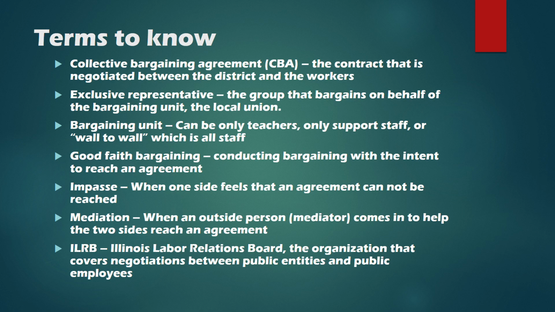Next is the idea of exclusive representative. This is particularly for the workers, this is who is going to bargain on their behalf, what organization. In this case, usually it's going to be the local union, right? And it could be for the teachers, it could be for the support staff. That's really going to be determined by the next term, which is the bargaining unit.